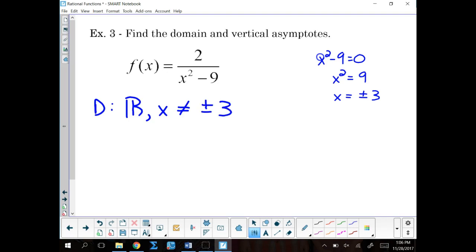Now, here is where I'm guessing that 98.4% of you got it wrong. And what are the vertical asymptotes? No. Say it nice and slow. X equals 3 and X equals negative 3. Why do I have to split them up?